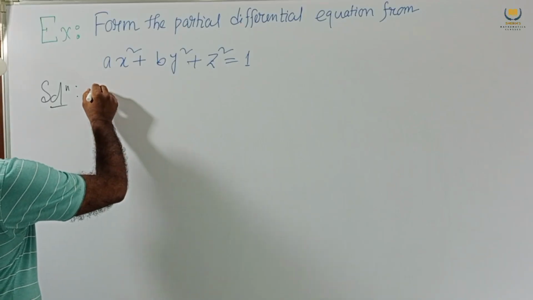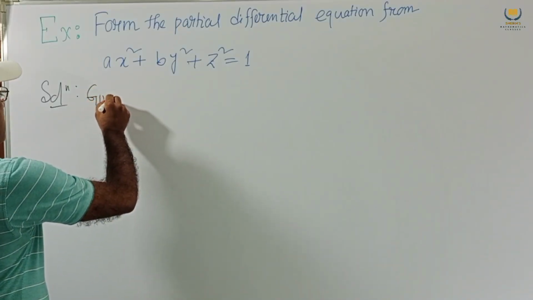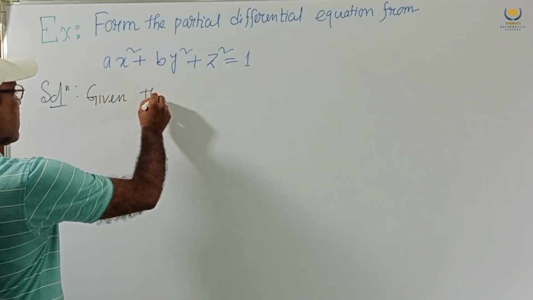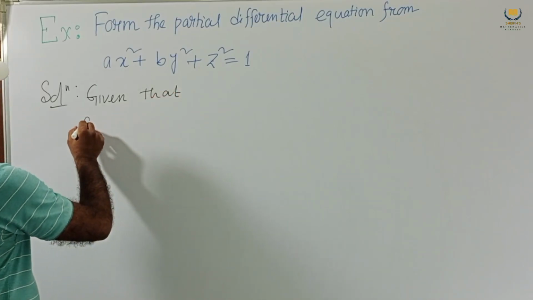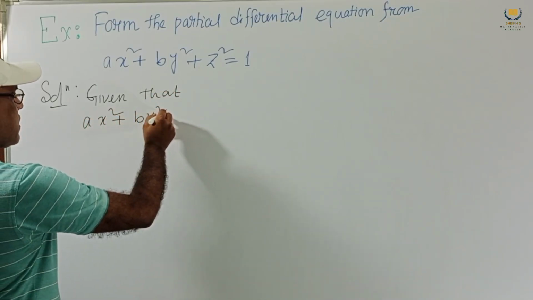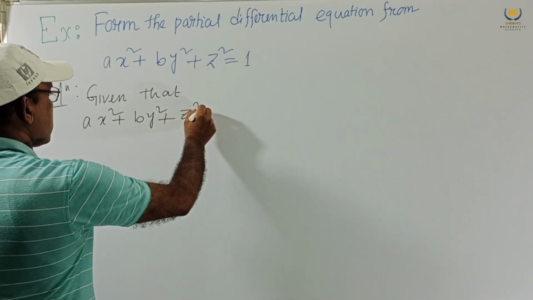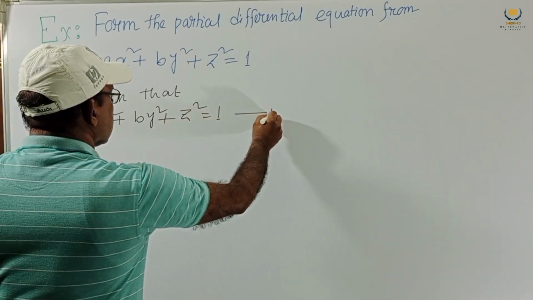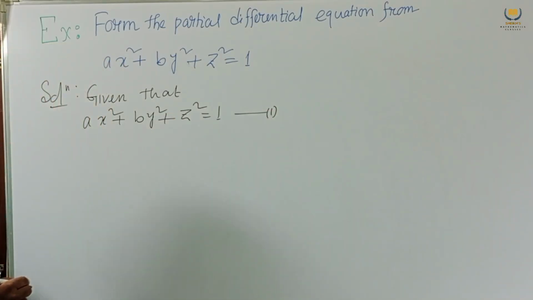So what is given? Given that a x square plus b y square plus z square equal to 1. We consider this as number 1.